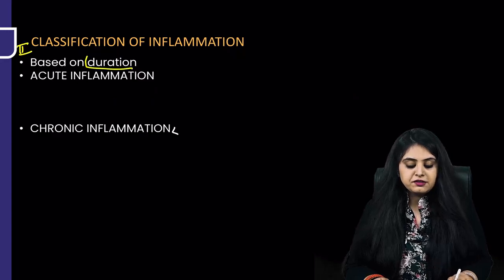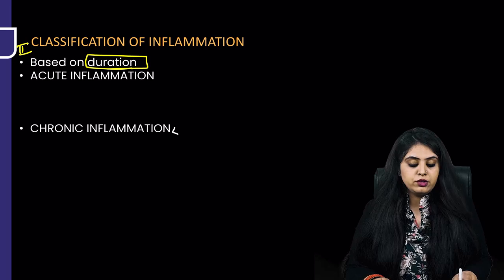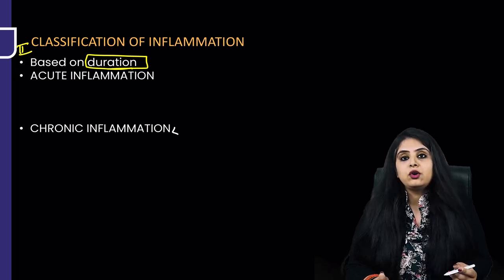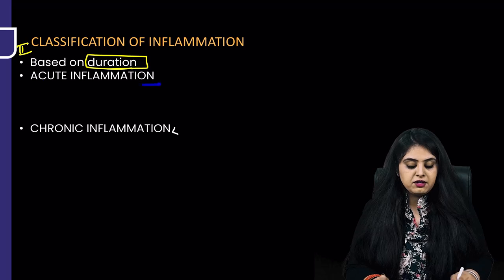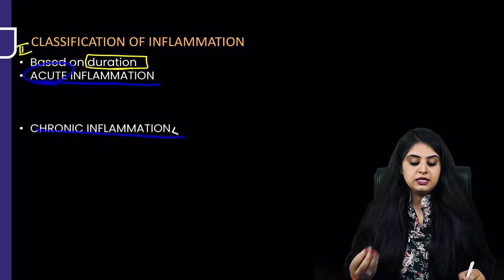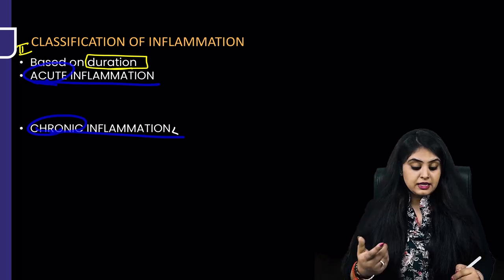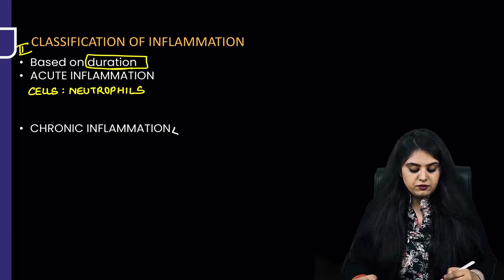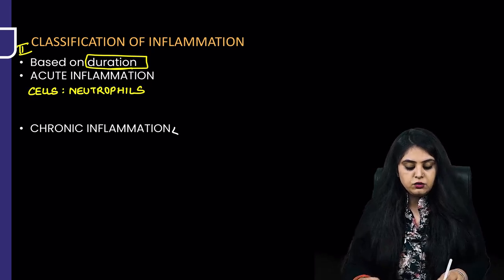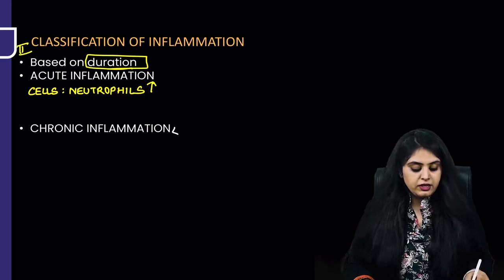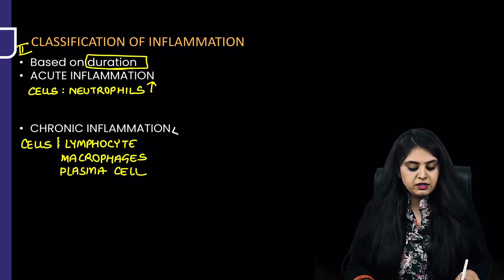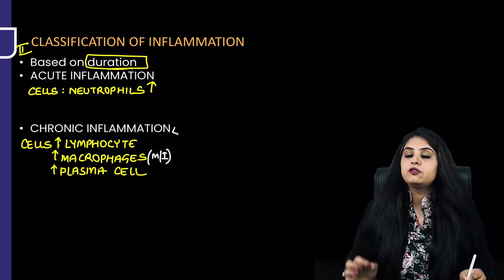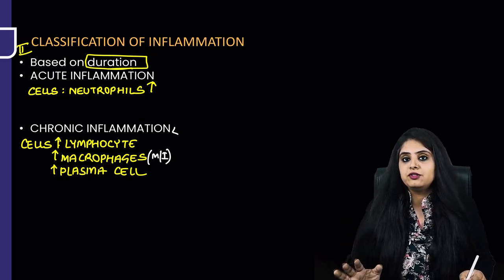The second type of classification is based on duration, and that is going to be acute inflammation and chronic inflammation. I think the meanings everyone knows. Acute inflammation starts early, chronic inflammation starts late. They ask you, if you get a blood report done, what will you see? In acute inflammation, we will always see that there is an increase in neutrophils. And in chronic inflammation, we see there is an increase in lymphocytes, macrophages, and plasma cells, out of which the most important cell that you see for chronic inflammation is macrophages.